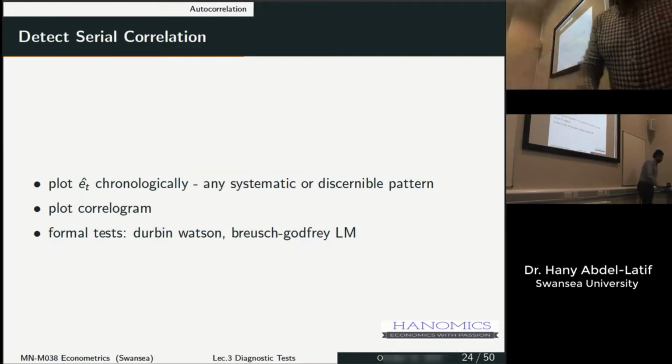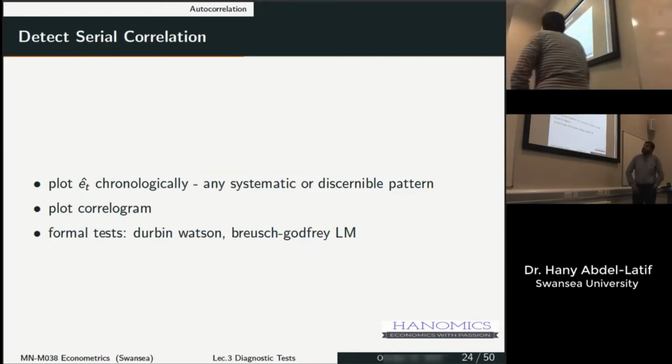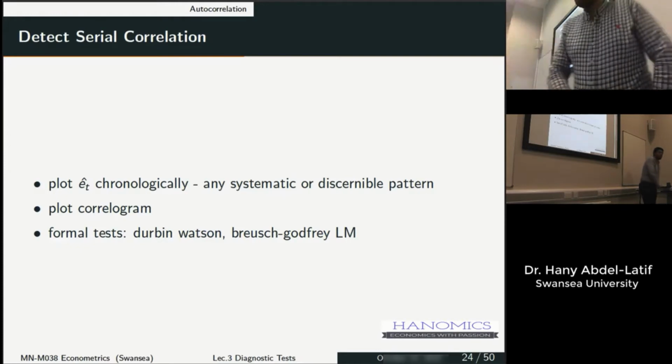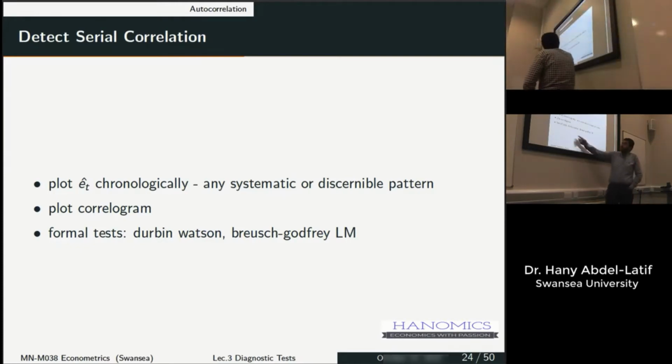So what should we do? How do we detect autocorrelation, or serial correlation, the correlation between the errors? One way is to plot. You can look at the correlogram, or you can do the formal test. The tests we'll cover today are the Durbin-Watson test and the Breusch-Godfrey LM test.